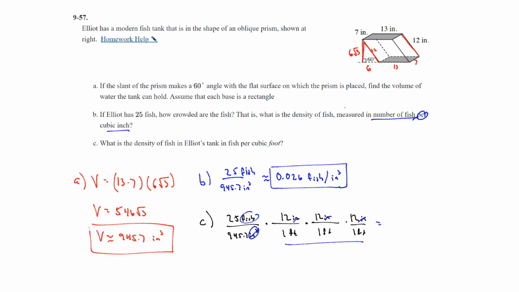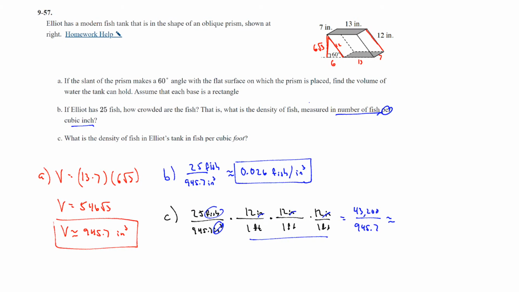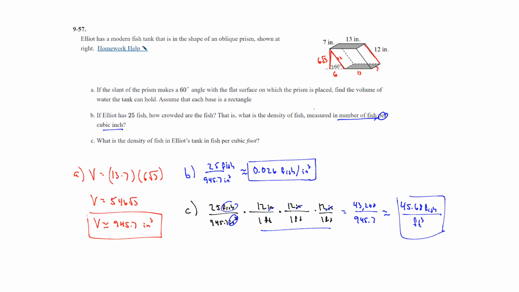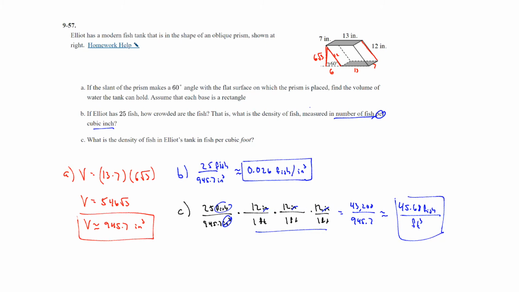So that's equal to the numerator, 43,200, divided by the 945.7, and that's going to be approximately 45.68 fish per cubic foot. And so I think that answers all those questions that we were trying to find out: fish per cubic foot, we found the fish per cubic inch, and then we found the volume of the fish tank.